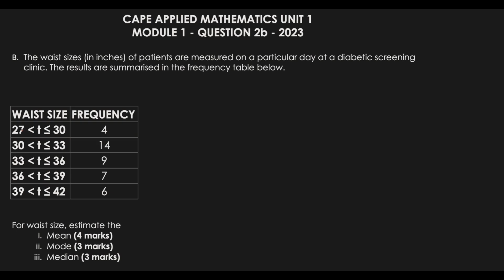Because if we have 4 numbers falling between there, how do you know it's not 4 twenty-eights? Or how do you know it's not 4 thirties?